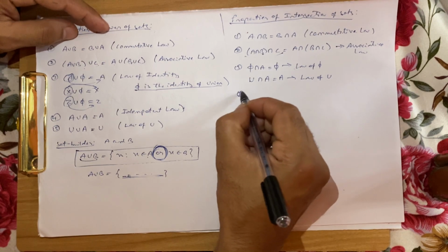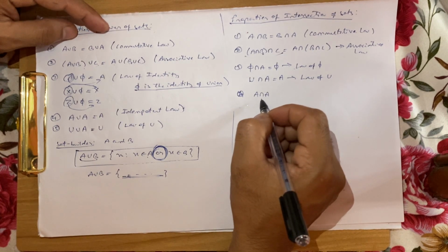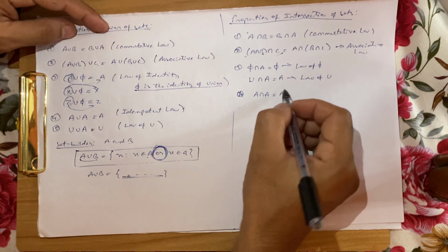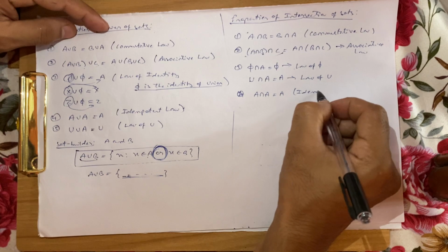Now the fourth one is A intersection A. A and A intersection will be what? A itself. Okay, so this is the idempotent law.